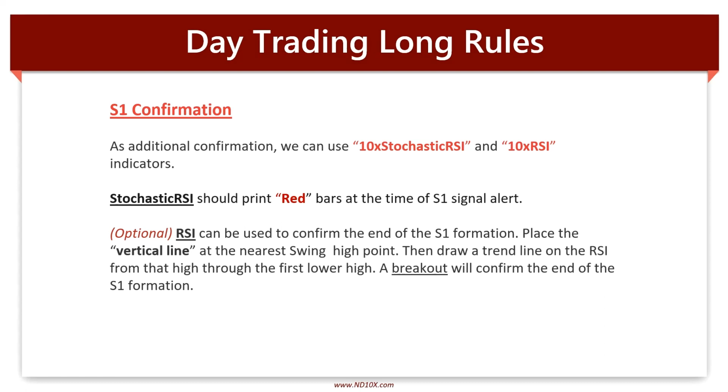As additional confirmation, we can use 10x stochastic RSI and 10x RSI indicators. Stochastic RSI should print red bars at the time of S1 signal alert. Optional. RSI can be used to confirm the end of the S1 formation. Place the vertical line at the nearest swing high point, then draw a trend line on the RSI from that high through the first lower high. A breakout will confirm the end of the S1 formation.